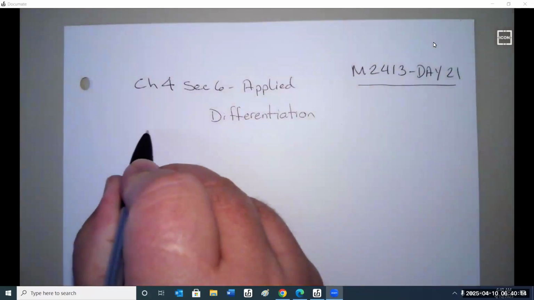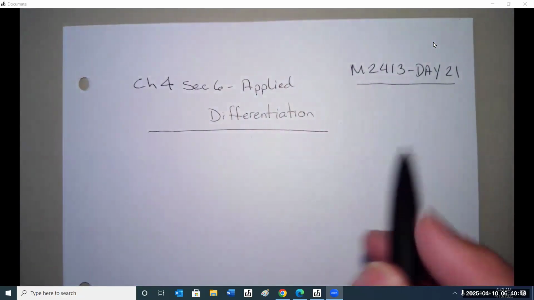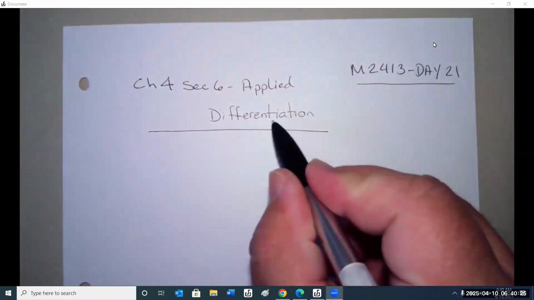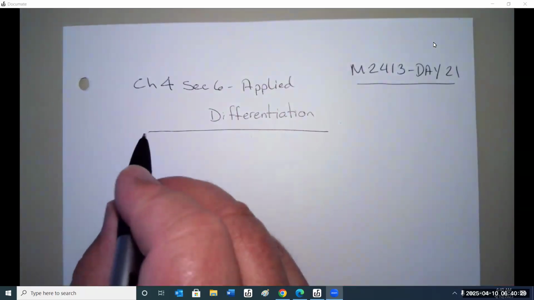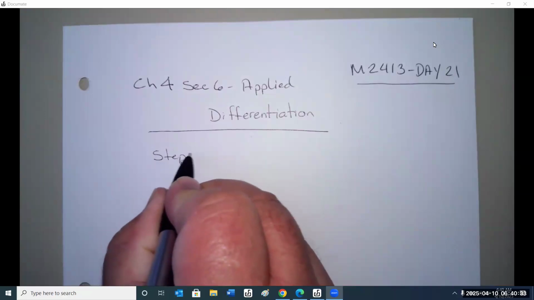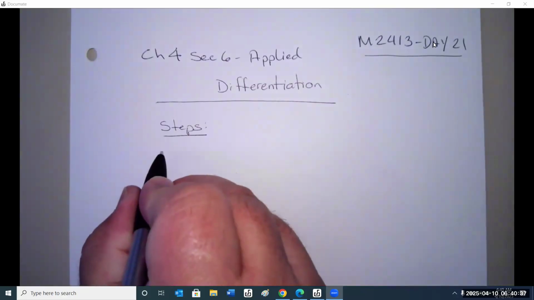All right, now we're going to discuss applied differentiation. What this means, it simply means word problems: how derivatives can be used in real world examples. So here are the steps that we need to solve these applied differentiations.